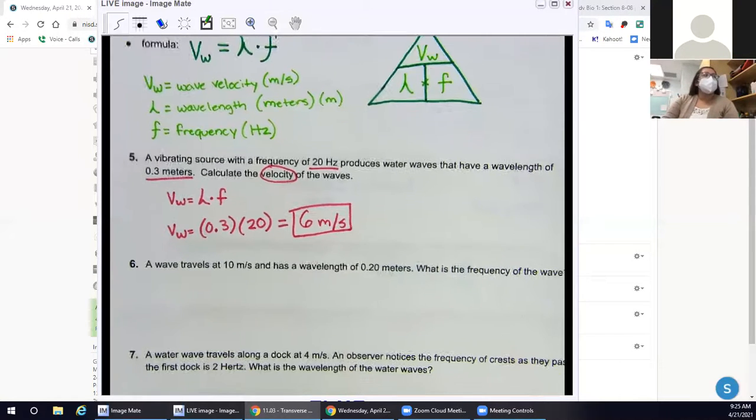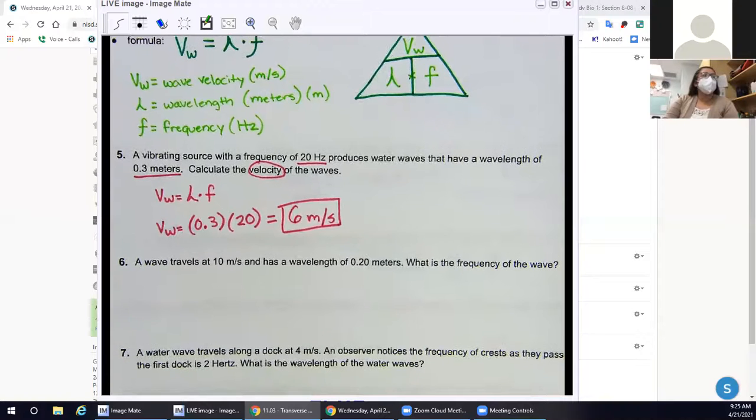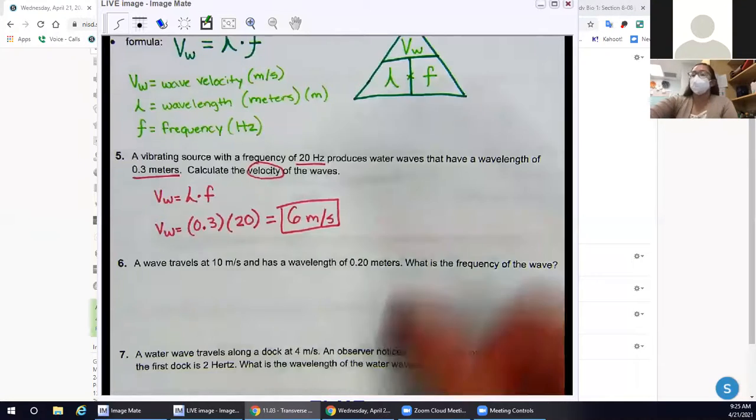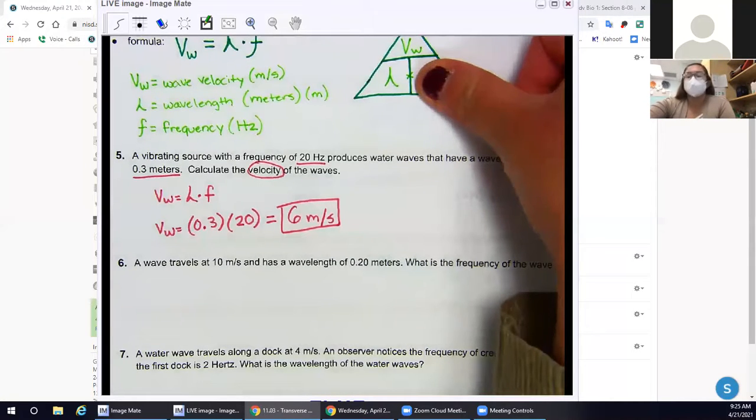All right, let's do number 6. A wave that travels at 10 meters per second has a wavelength of 0.20 meters. What's the frequency of the wave? So now we're looking for frequency, and if you're using your triangle, cover up that F. So it's just your velocity divided by your wavelength. So it's V over wavelength.